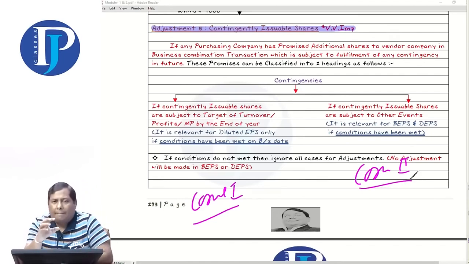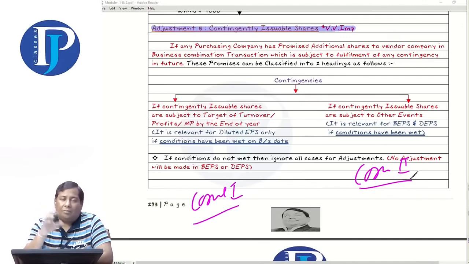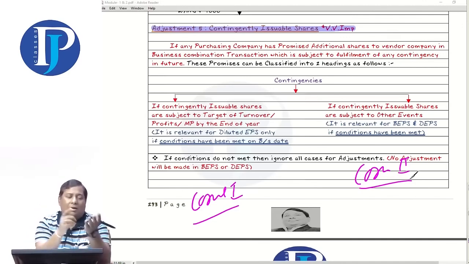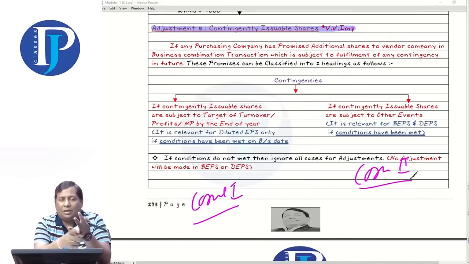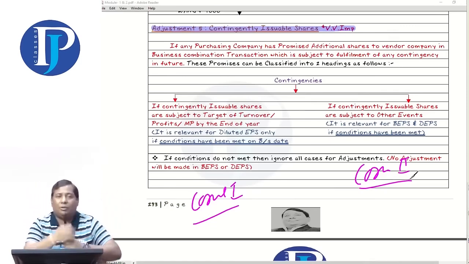When the company promises its employees or shareholders to issue shares in the future. Okay, let's say the company told its employees, you help us by completing a target of this much sales, or help us reach the target of this much net profit, or make the company's market price reach here. The company has promised its employees that if you meet our conditions, we will issue shares to you in the future.